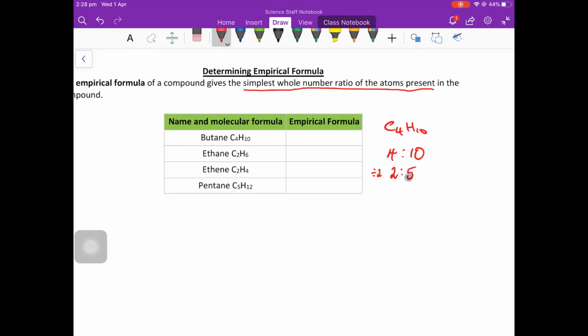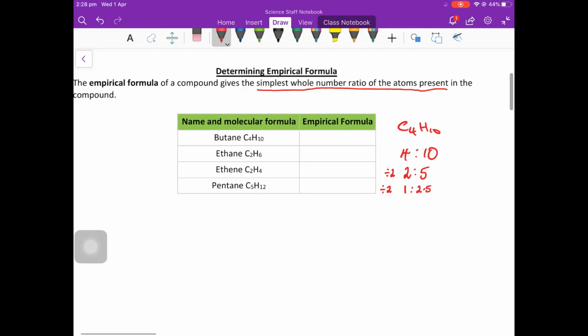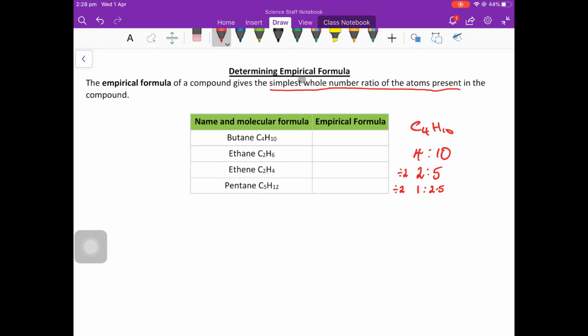If you divided that down any further, say by 2 again, we would arrive at a ratio of 1 is to 2.5. Now, okay, well, why does that not work? Because if we go back up the top, our definition of empirical formula is the simplest whole number ratio. And 2.5 is not a whole number. So we need to remove this. That is not how we can think about butane as an empirical formula.